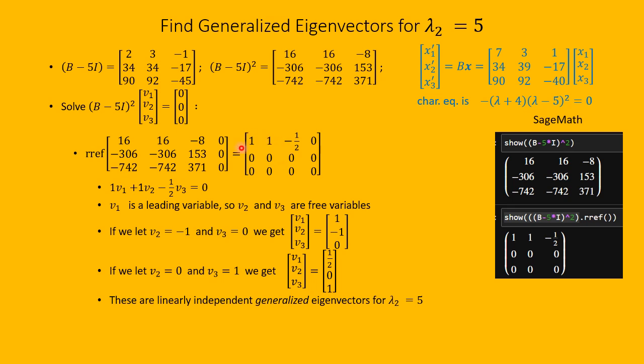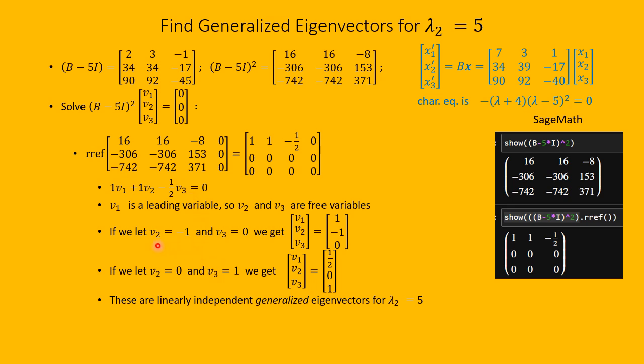If we look at this, v1 is a leading variable, and that's the only leading variable. So the other two variables, v sub 2 and v sub 3, have to be free variables. So this first equation is basically just 1v1 plus 1v2 minus a half v3 equals 0. Here are the coefficients, basically. And so we know v2 and v3 are free. So we can let v2 be s, we can let v3 be t, and pick different values for s and t. But I'll just leave it in this form.